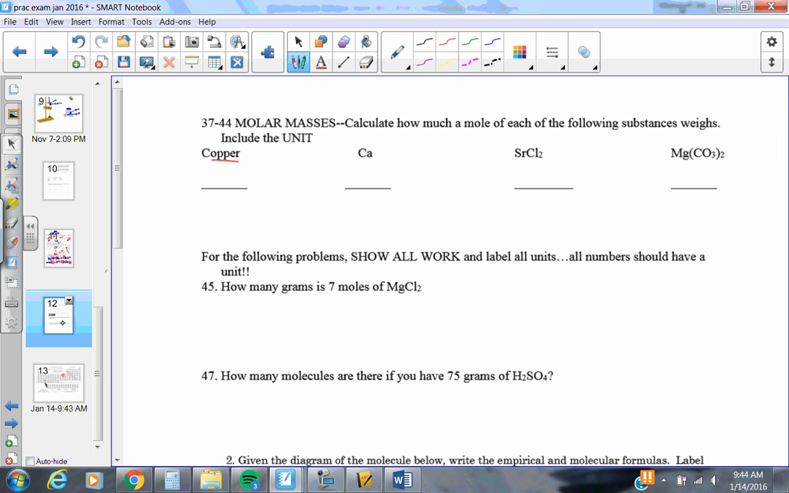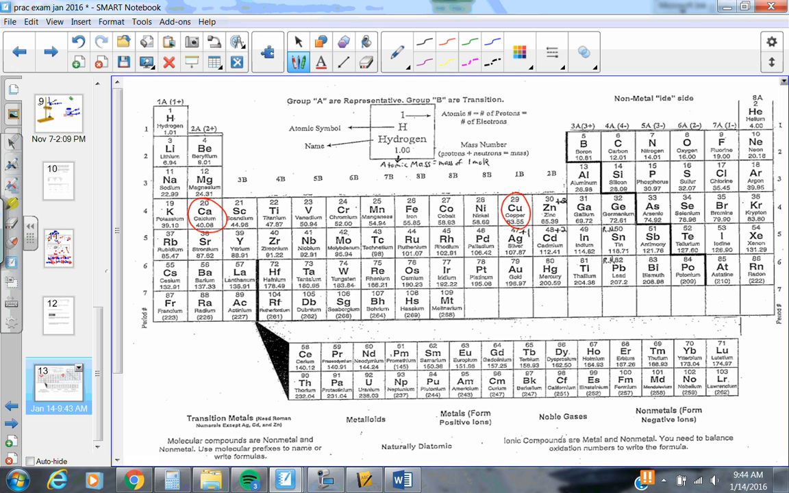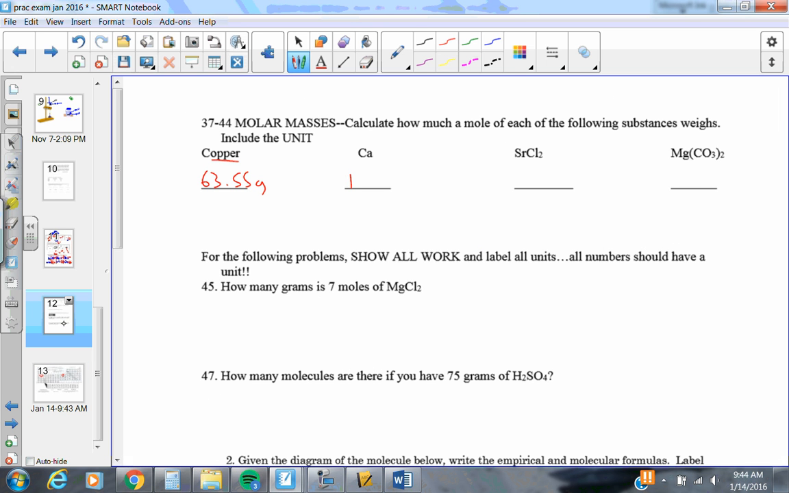It says to include a unit, 63.55 grams. Calcium, find it. It's over here, 40.08 grams. I'm okay if you simply put 40 grams.